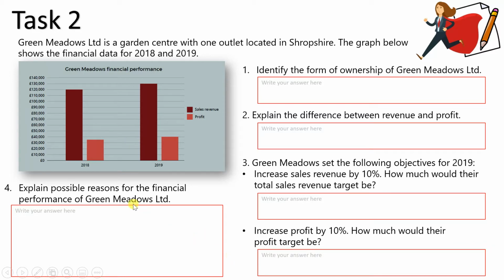And question 4. Explain possible reasons for the financial performance of Green Meadows Limited. Because we're looking at the sales revenue figures and the massive difference in their profit figures. So we need to go back over potentially the last lesson, lesson 6, and look at what were the other ways they could be doing in order to improve this financial performance and maybe do something about that gap. I can't say anything more because that's probably going to give the game away.